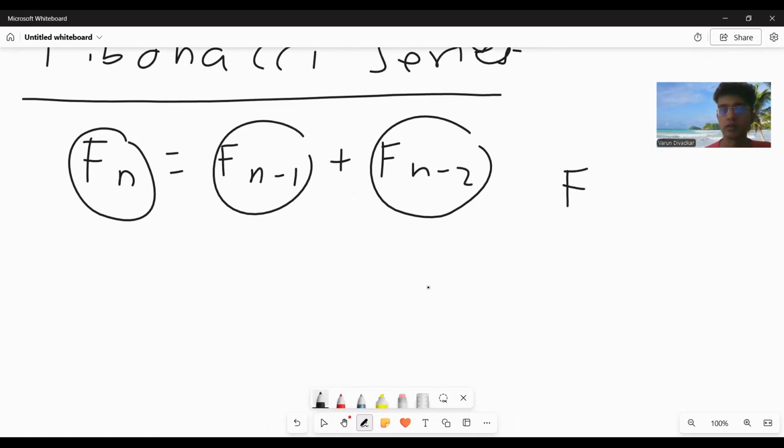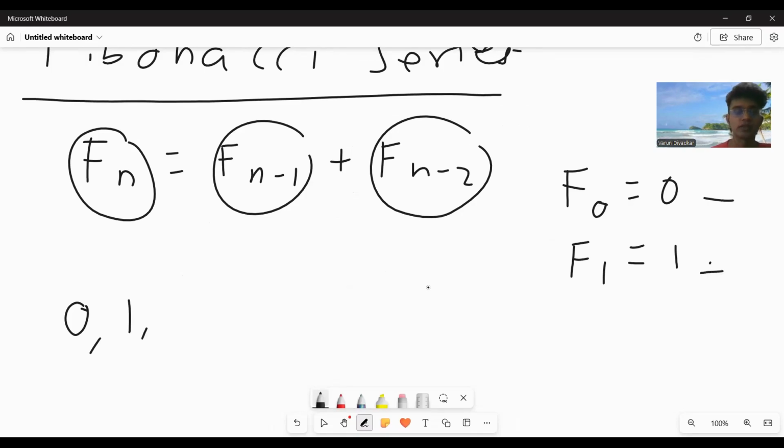The boundary conditions are the initial terms, like F of 0 is 0 and F of 1 is 1. If you define these two, the zeroth term is going to be 0 and the first term is going to be 1. So now we have the initial conditions. Based on this, we can apply this equation now.